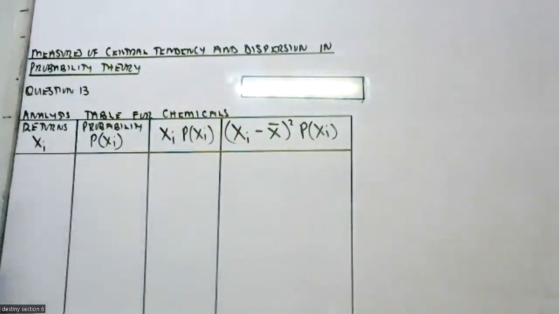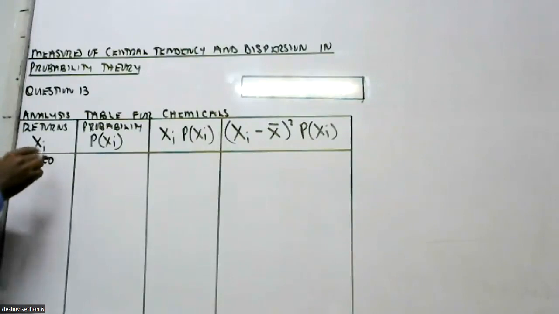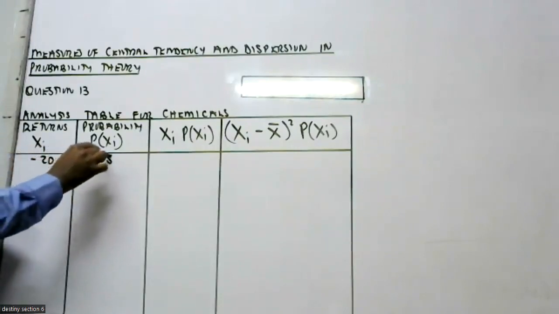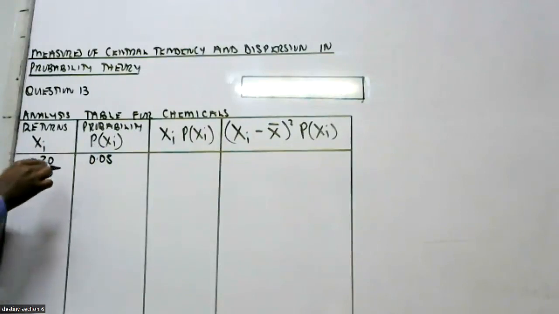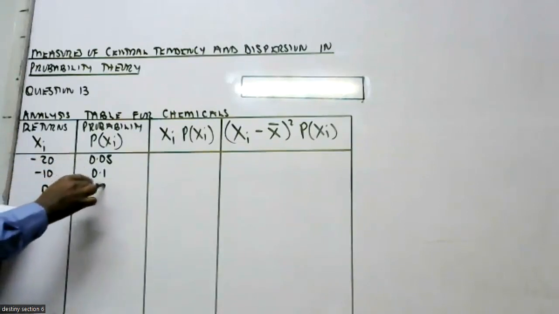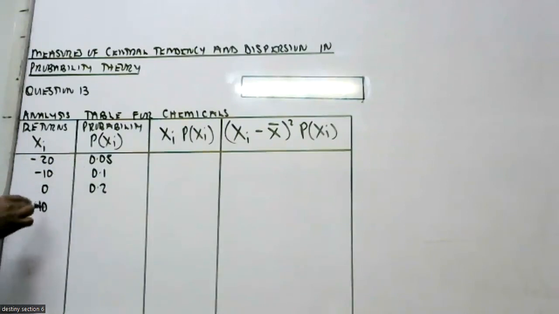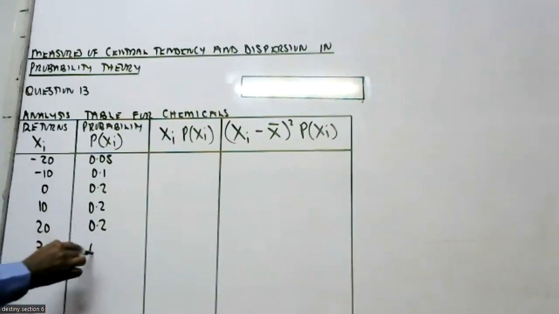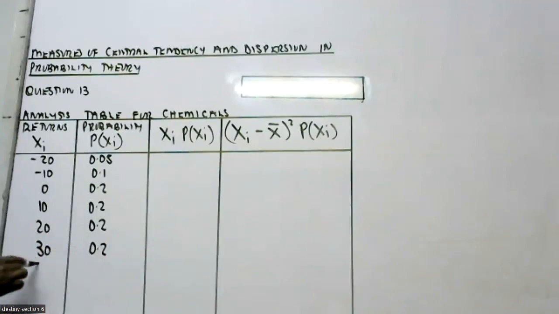So these columns: I have minus 20 with a probability of 0.05, minus 10 with a probability of 0.1, 0 with a probability of 0.2, 10 with a probability of 0.2, 20 with a probability of 0.2, 30 with a probability of 0.2, and 40 with a probability of 0.05. Then obviously I will have a total here.